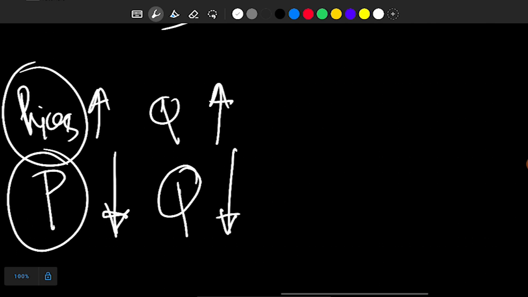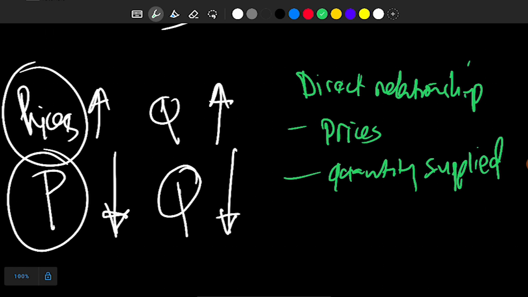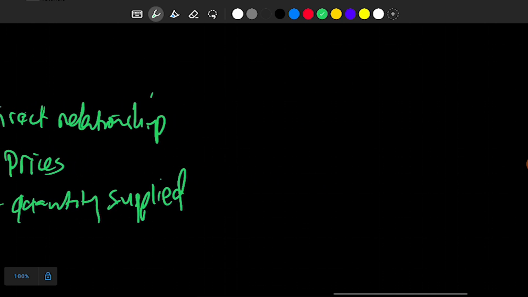So looking at this relationship, you see that there is a direct relationship between prices and quantity supplied, meaning that when the price increases, producers are willing to make and sell more quantities of the good. Then when prices decrease, producers tend to produce and sell fewer quantities of the good. This is best illustrated in a curve, and this curve is called a supply curve.